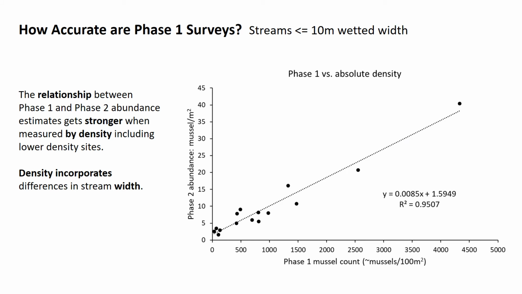You'll see that the relationship was less predictive at lower phase 1 abundances. Now this is a regression rather than abundance, but with absolute density. And the relationship between phase 1 and phase 2 abundance gets stronger when measured by density, and that's because density incorporates the stream width, which we've already learned affects the estimate. And you can see that we've got an R squared here of 0.95.